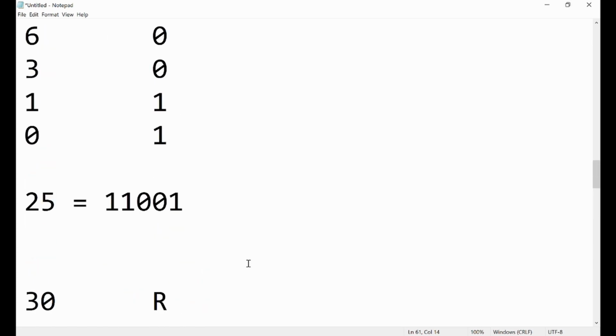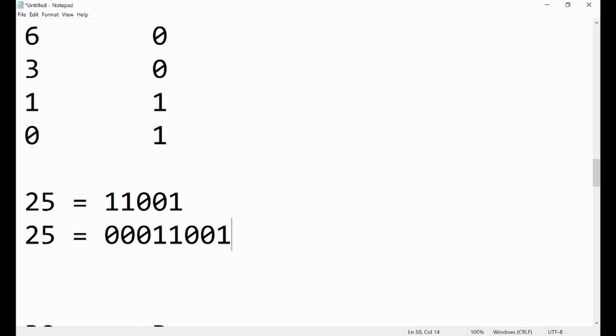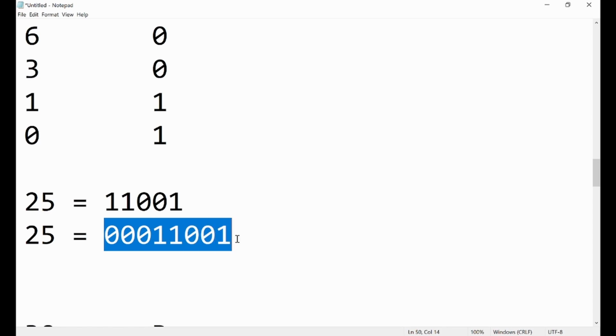Let's check another one. How many bits is this answer? It's 5 bits. When you are asked to leave your answer in 8 bits, how will you put it? This is exactly what you have to do, because computers operate in chunks of 8 bits. So you should always leave your answer in 8 bits.